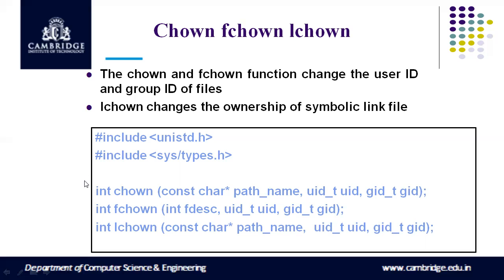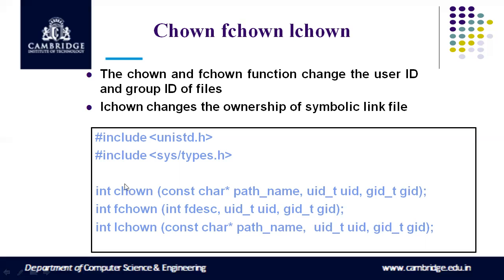To use these three functions, there is a standard prototype. We'll see what the prototype of these three functions is. To use chown, fchown, and lchown, you have to include the necessary header files in your program. What is that? That is #include unistd.h and also sys/types.h. First, we'll see the prototype of chown.